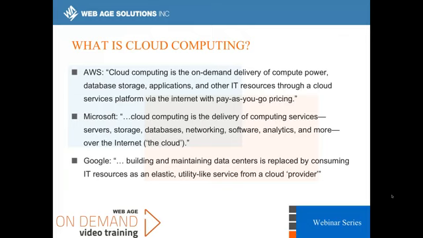Google, building and maintaining data centers is replaced by consuming IT resources. So Google's being more upfront about it, saying, look, we are the experts at massive data centers and massive data collection and massive compute. In the same way that your local electric company is able to generate and maintain and distribute megawatts of energy.